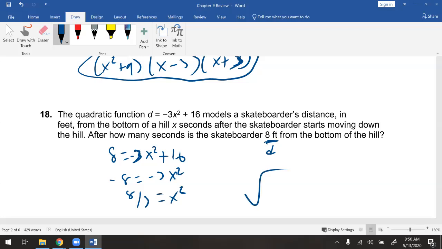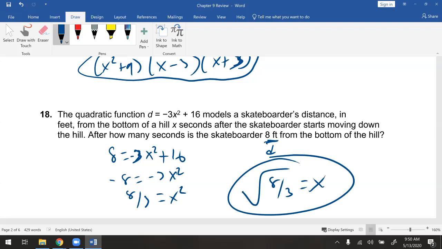Then I square root it. It's basically just the square root of 8 over 3 equals x. Voila, that's it. You're done.